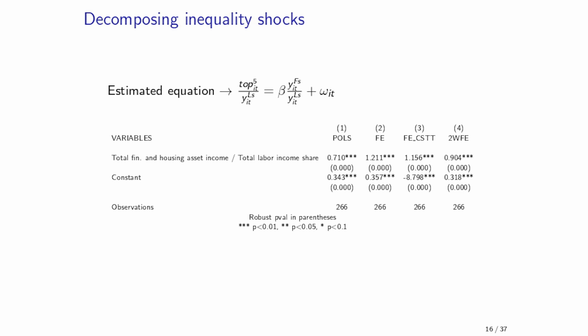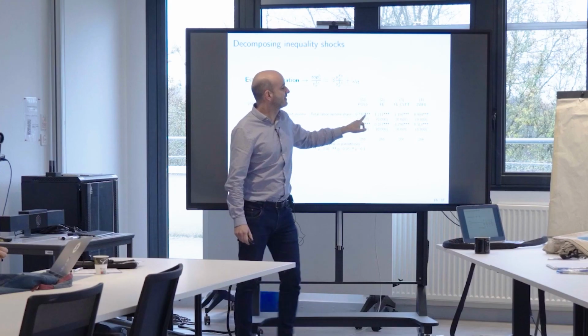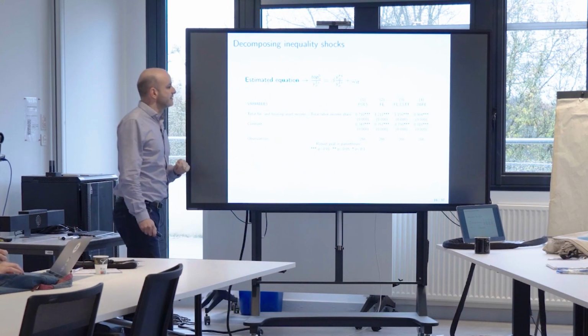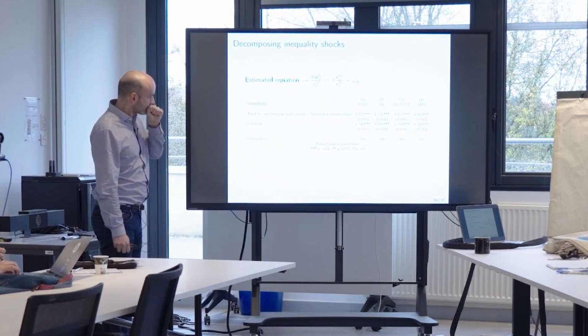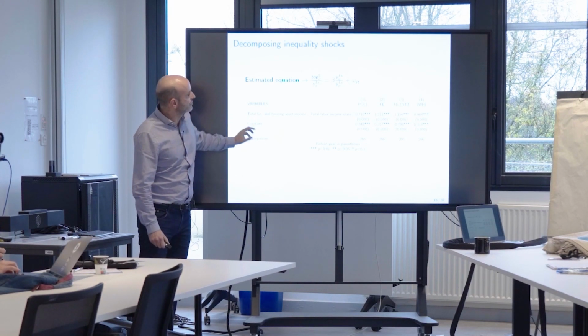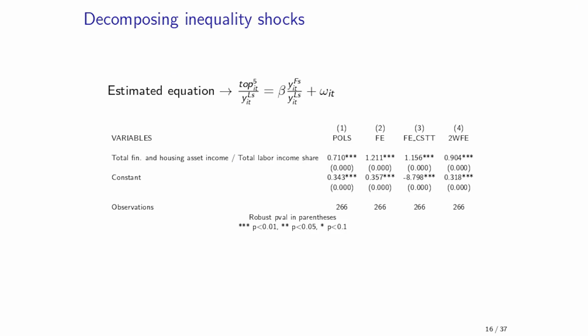So this is the first term. It is very significant, and you also observe that the beta equals 1 is not really satisfied in the data. And we're going to keep the residual, the omega it, for the next regression.